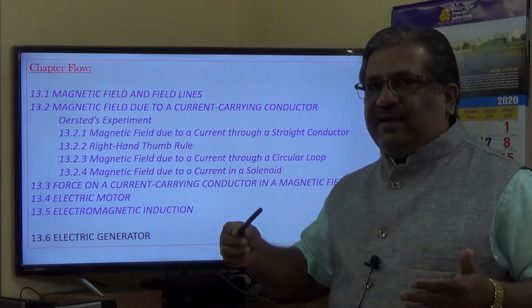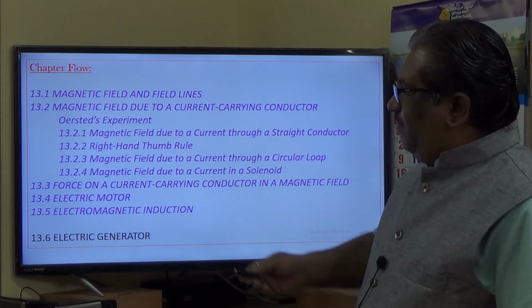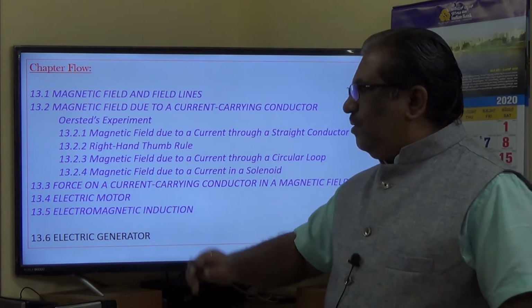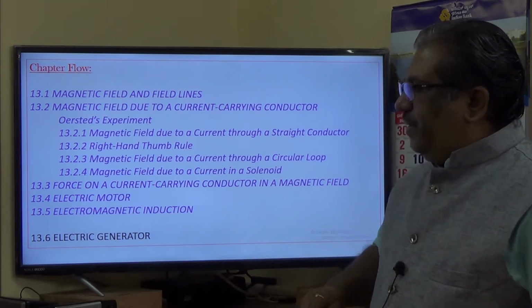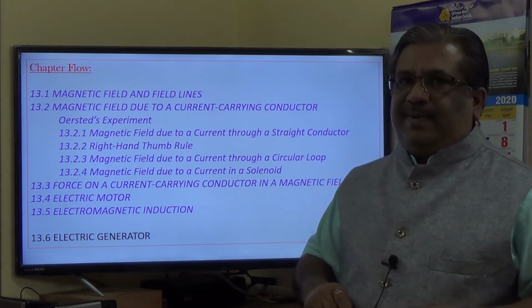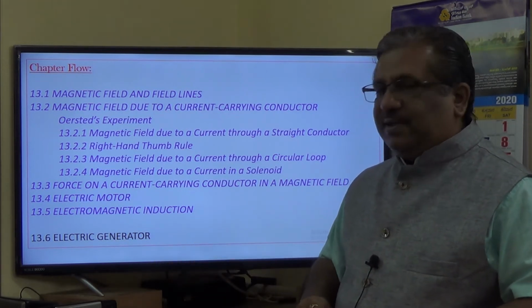Whenever a current carrying conductor is placed inside a magnetic field, it experiences a force. And that part we are studying. Based on that principle, electric motor we are studying. And finally, the electromagnetic induction, where Faraday's laws of electromagnetic inductions will be discussed. And based on that one, electrical generator works.